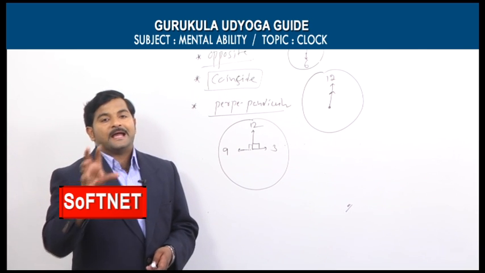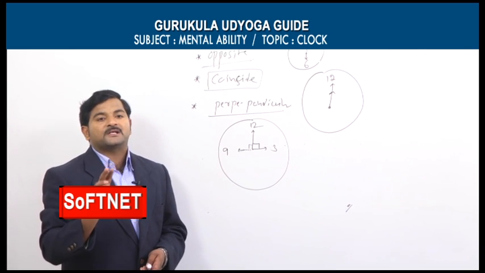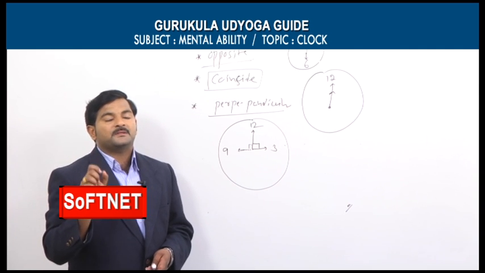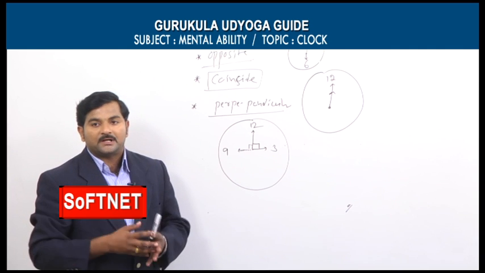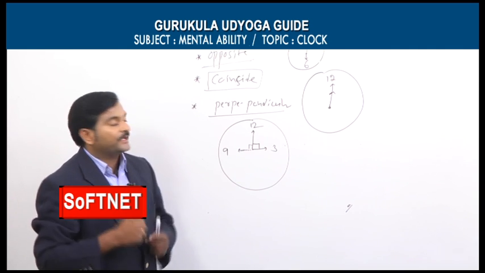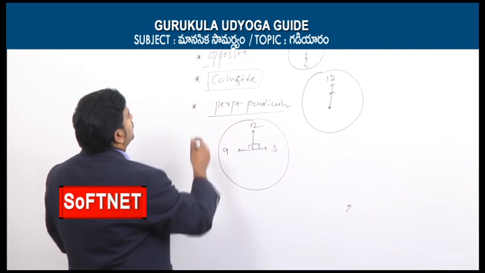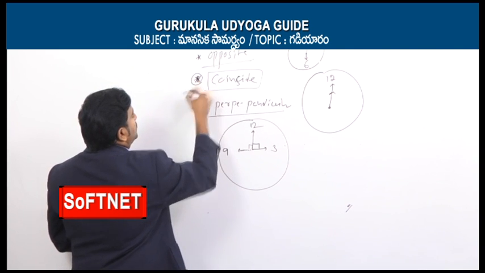That is, when the hands are rotating in the clock, we come across the following three conditions. Condition number one is hands may be opposite to each other, hands may be perpendicular to each other, or hands may coincide. So now we will discuss this coincide part.